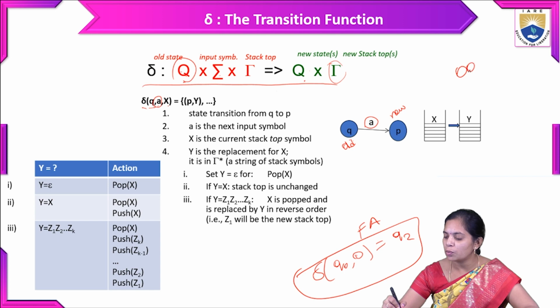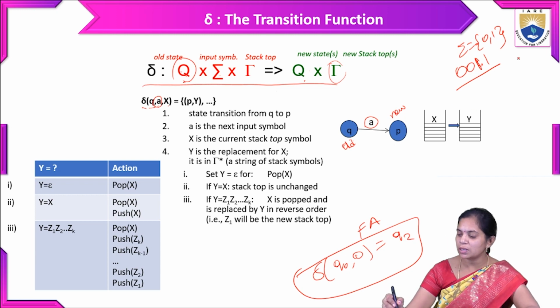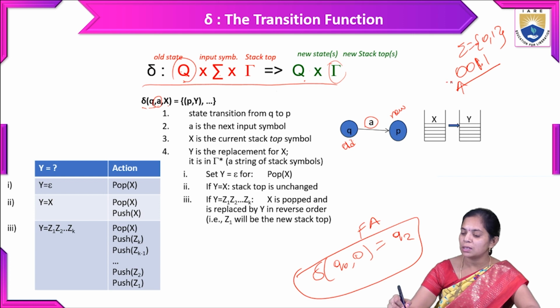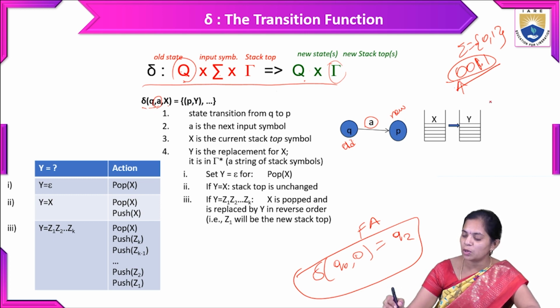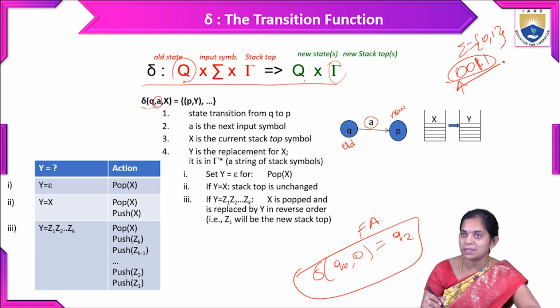Suppose here 0, 1, 0, 0, 1, 1. So this is the string. In that string, sigma is equal to 0, 1, so we have zeros and ones. So first symbol is 0. How to choose this symbol? The A value is chosen from left to right. So the A value belongs to the string, from start to end. String consumption.